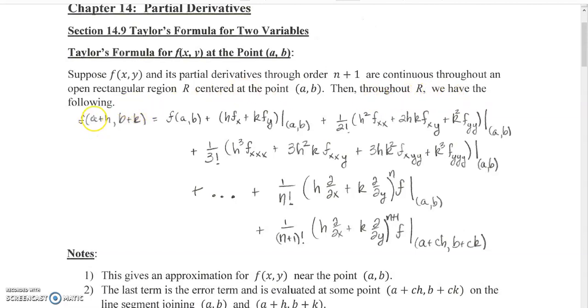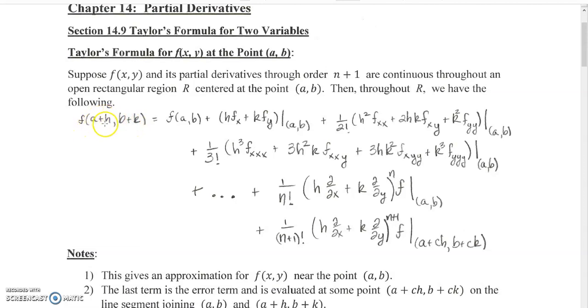So f of a plus h, think of h and k as just a little bit, right? Because we always want to approximate the function using Taylor's formula near where we've constructed the formula. So h and k are just a little bit. Some books will write it as a plus delta x, b plus delta y. We're just calling them h and k. It's not that important right now, so don't worry too much about it.